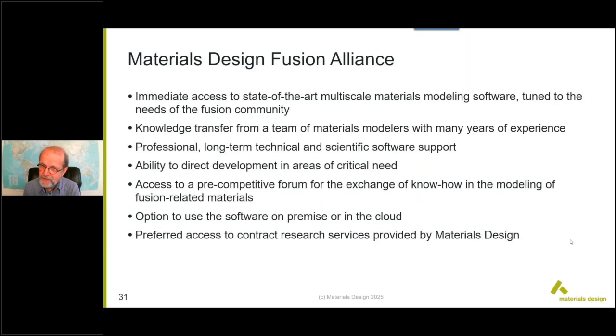So I hope that this gave you a glimpse on what Materials Design is all about, what it can do for you in the area of modeling and simulation of the fusion materials.